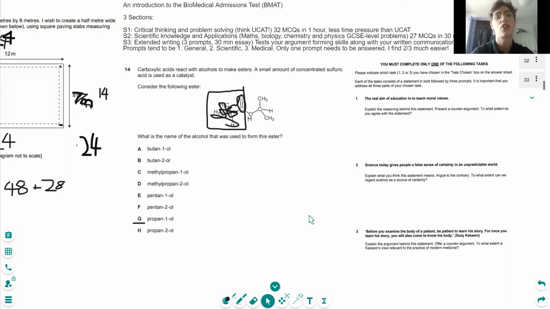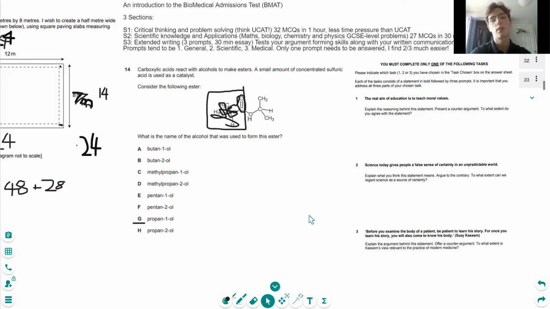So all of this knowledge you should have at GCSE level. I like to teach section 2 first because some students tend to not need very much prep for section 2 at all. You just need to get used to the style of question. Your knowledge is already there.